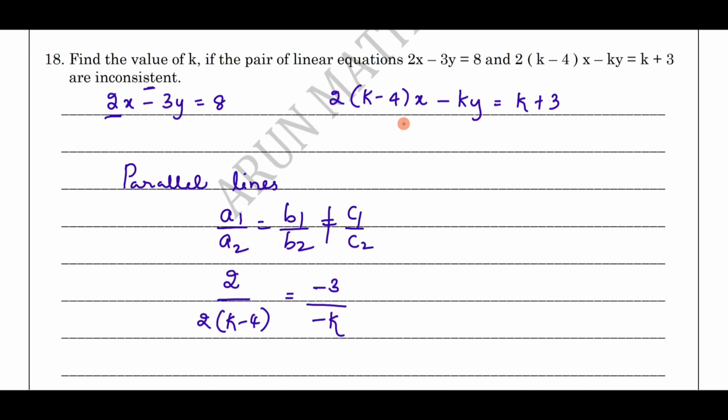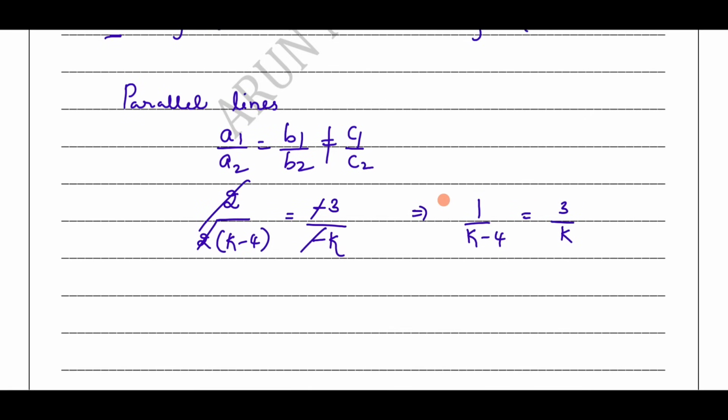2 will get cancelled and also minus and minus, what you get is 1 by k minus 4 equals 3 by k. Cross multiply: k into 1 is k, equals 3 into (k minus 4), 3k minus 12. Now this minus 12 becomes plus 12. So this 3k becomes minus 3k minus k equals 2k. 2k equals 12. k equals what? 12 by 2 is 6. Therefore, the value of k is 6.